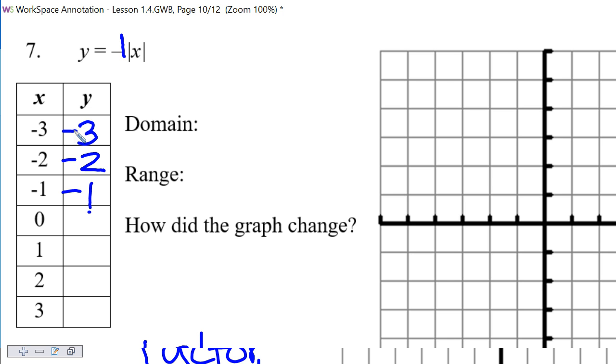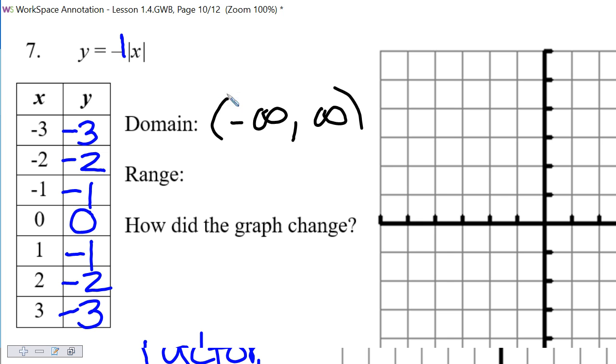What's the absolute value of 1? And 1 times -1? -1. What's the absolute value of 2? And 2 times -1? -2. If I put in a 3, what is the absolute value of 3? And 3 times -1? -3. Go ahead and write the domain. What's the domain for all absolute values? Negative infinity to positive infinity.